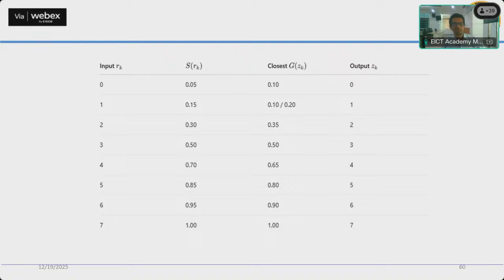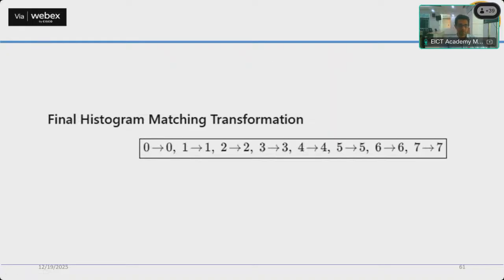First we are matching the closest value, and thereafter, for the closest value, we are assigning that value. For example, 0, 1, 2, 3, and this is 4, 5, 6, 7. So this way you have calculated it. So the final histogram matching information is this.